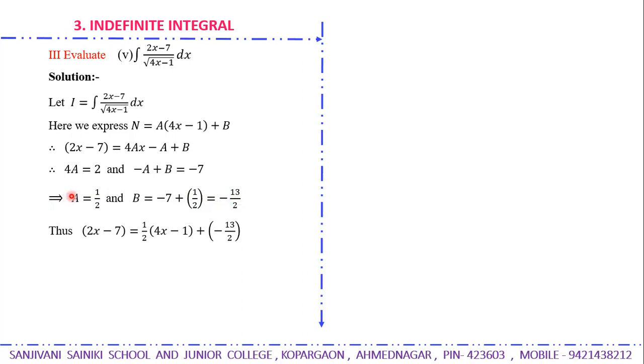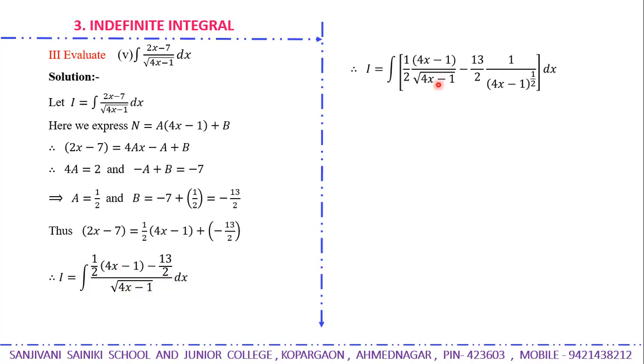So I know the value of a, I know the value of b. Both values I will put in this equation. So numerator, that is 2x minus 7, is equal to 1 upon 2 times 4x minus 1 plus minus 13 by 2. This is the trick to write the numerator using the denominator. So replace the numerator, then divide separately. You come to this step: 4x minus 1 raised to 1 by 2 minus 13 times 4x minus 1 raised to minus 1 by 2.